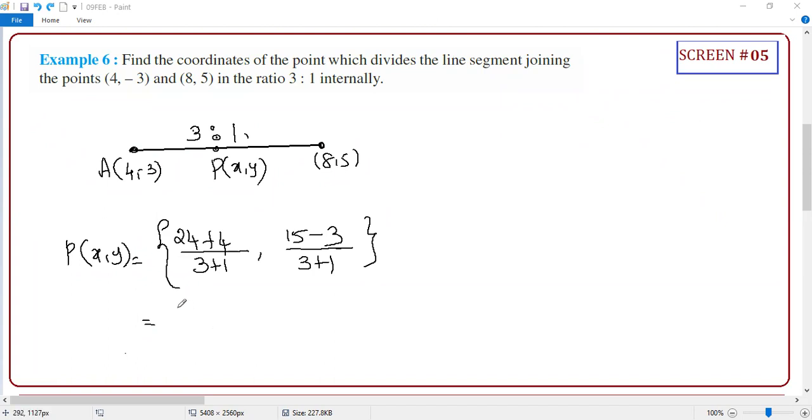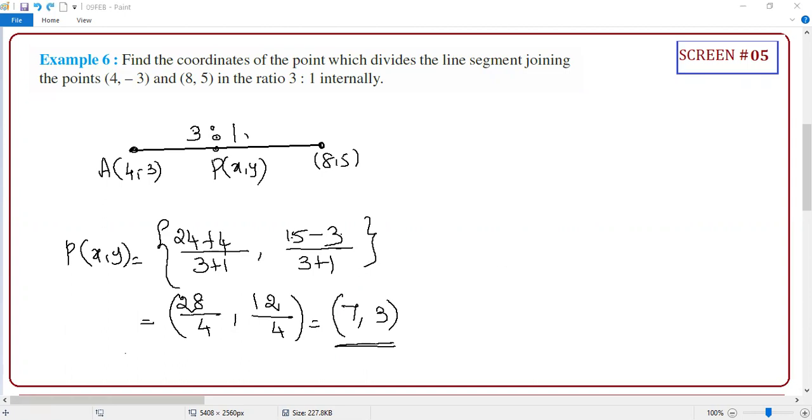Okay, so next is simplification, student. Hereafter, I'll change the bracket to an open bracket. 28 by 4. 15 minus 3 is 12, so 12 by 4. Can you tell me the answer? 28 by 4 is what? 7. 12 by 4 is what? 3. You got 2 marks, student. That's all, only 2 marks for this. Easy or not?